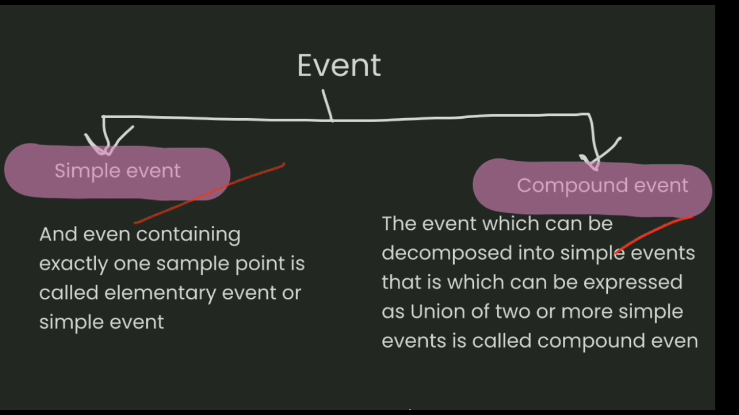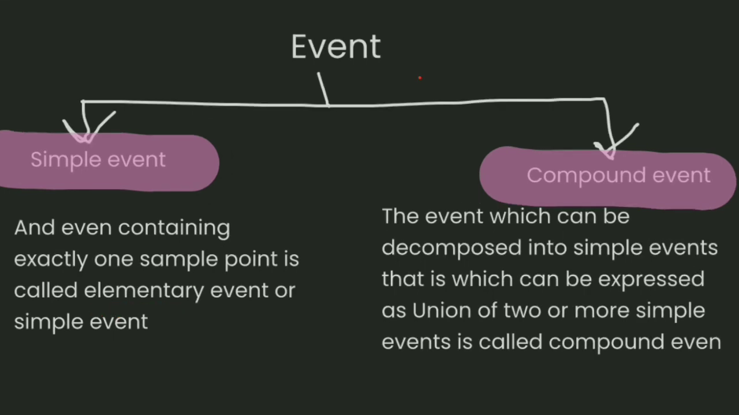What is a simple event? An event containing exactly one sample point is called an elementary event or simple event. So a simple event is also known as an elementary event. In the example of rolling a dice, suppose I want to get 6, I'm bothered only about getting 6. This is going to be a simple event, right? Because it has only one sample point. I mentioned earlier what a sample point was.